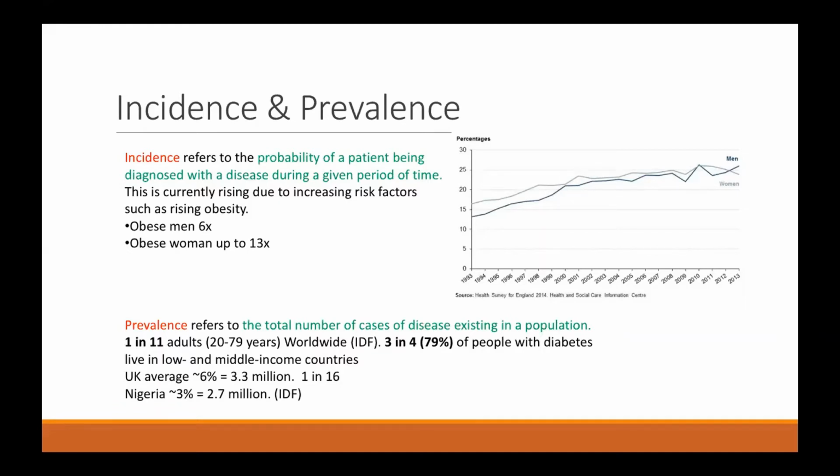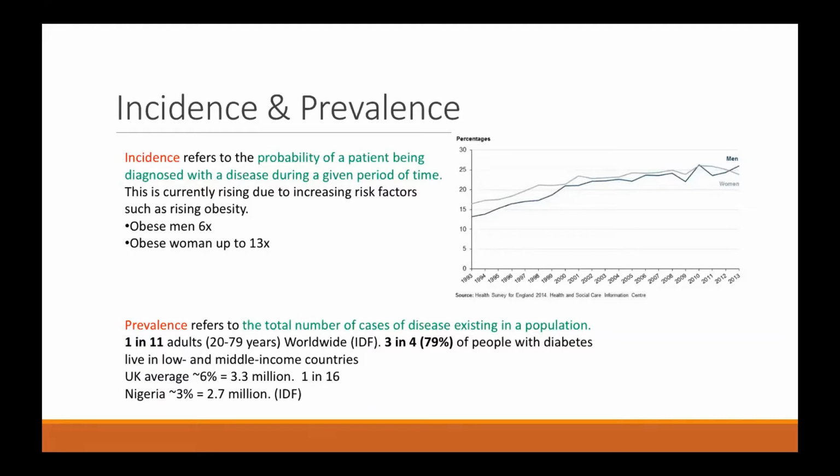And on there, they've also said that 3 in 4 people with diabetes actually live in low and middle income countries as well. So the reasons for this could include limited access to healthcare services in these countries, inadequate training, lack of awareness of symptoms amongst the general population. So just to compare, the figures in the UK are about 6%, whereas in Nigeria, it's about 3%. So it is a little bit less, but there's a lot of people who are actually diabetic.